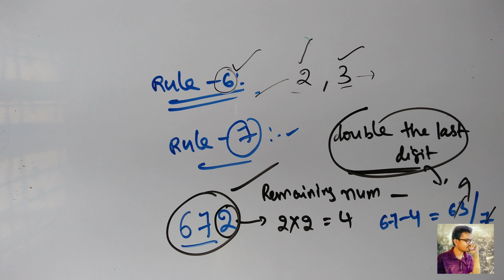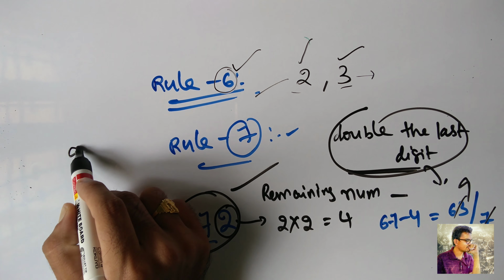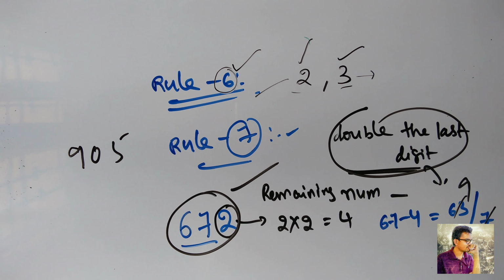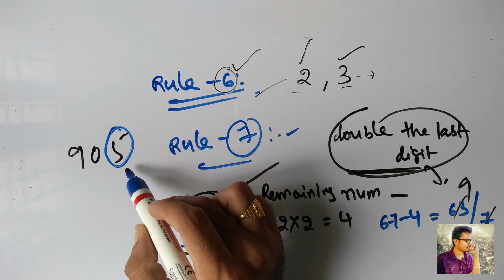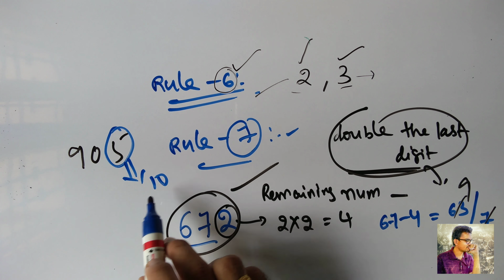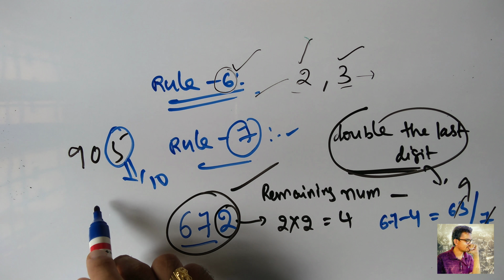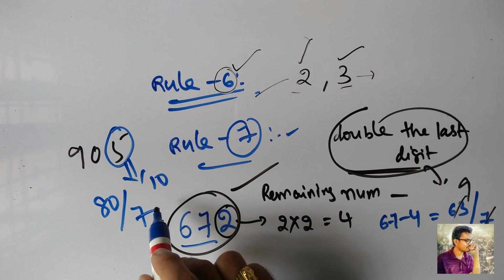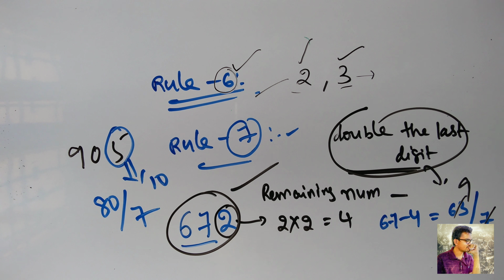Let me take one more example to make you more clear. 905. You double the last digit, that is 5. 5 into 2 is 10. You subtract this 10 from 90, that is 90 minus 10, 80. It is not divisible by 7. So 905 is not divisible by 7. By adopting this procedure, you can check whether the number is divisible by 7 or not.